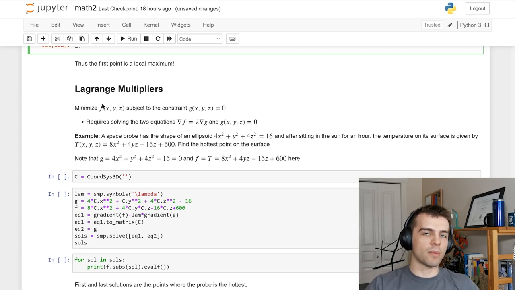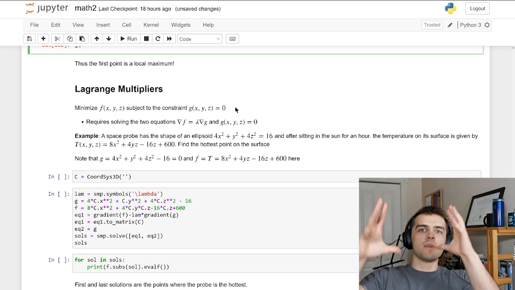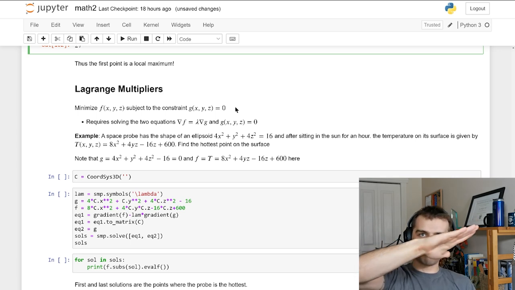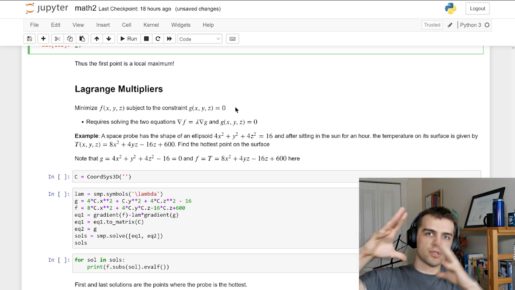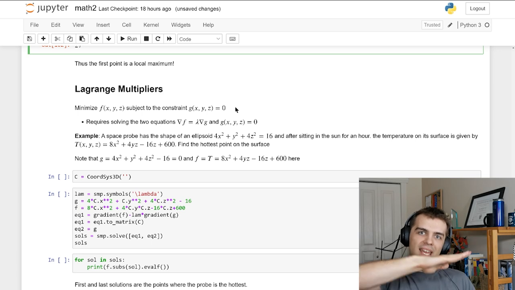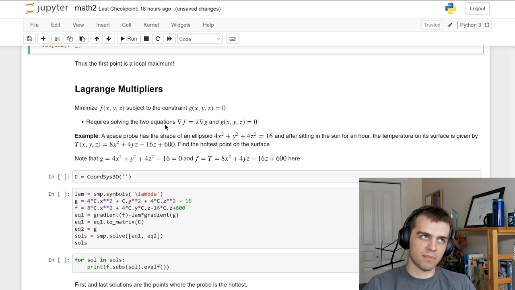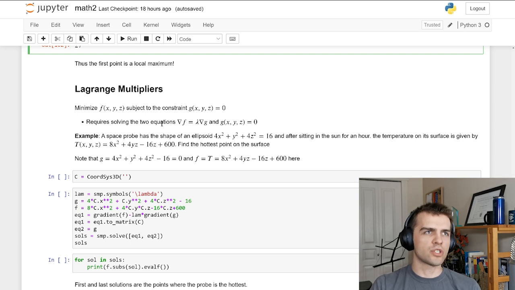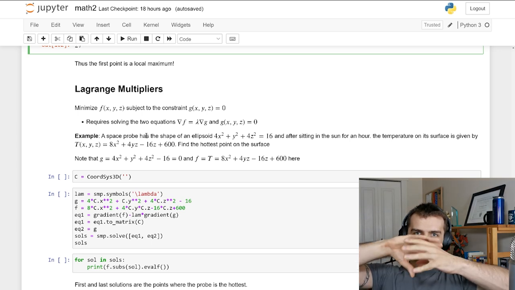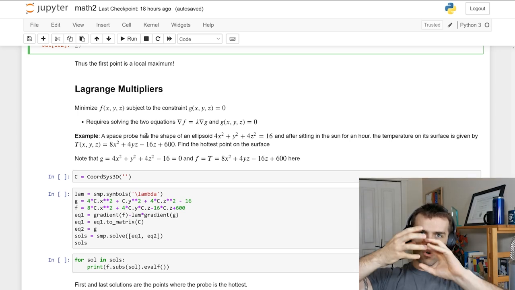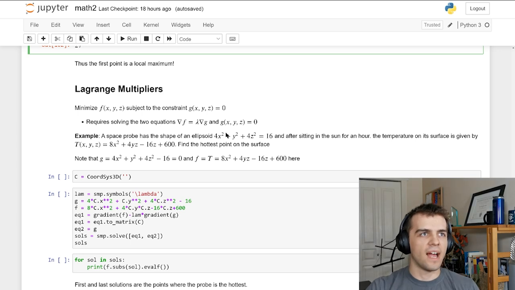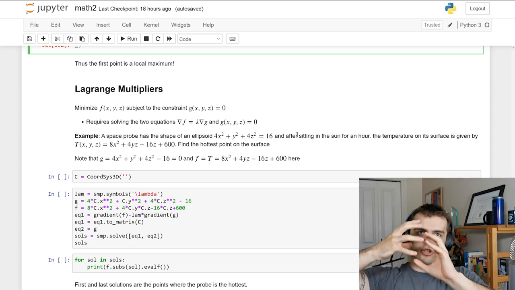So a Lagrange multiplier says, I want you to minimize this function, but with a constraint here. So maybe you're in space somewhere, but I'm saying only on the plane here. So I want you to minimize temperature if I know temperature everywhere, but only on this plane that goes through the space. That could be an example of this problem. So this requires solving two equations: gradient of f equals lambda gradient of g, and then of course g of x, y, z equals 0, which is the constraint. So my problem here is that you have a space probe shaped like a football. Just imagine a metallic, oval type structure sitting in space, and it has a certain shape of its surface.